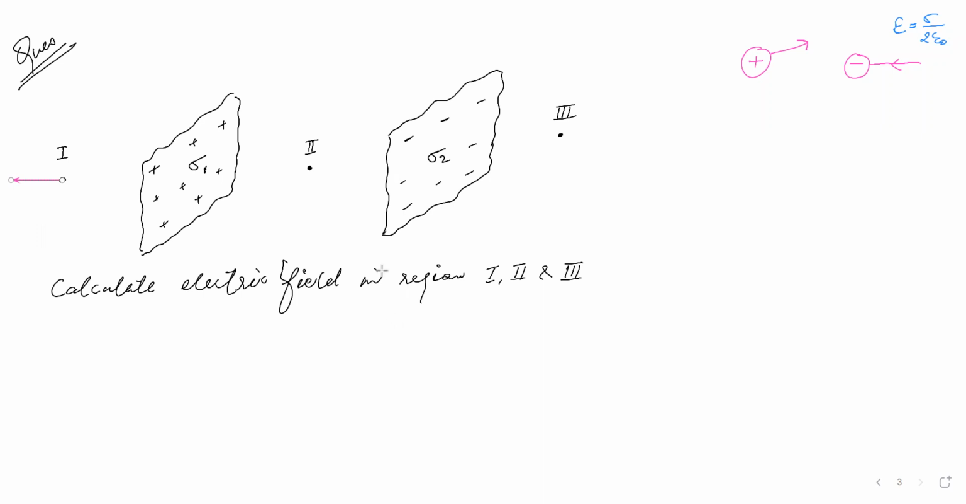Yes, sir. In region 2, what will be the direction along plus x or minus x? In region 2 due to sigma 1. Once again, it will be away from the charge. I mean, away from the positive plate. In region 3, once again, it is away from the positive charge plate. Do you understand?